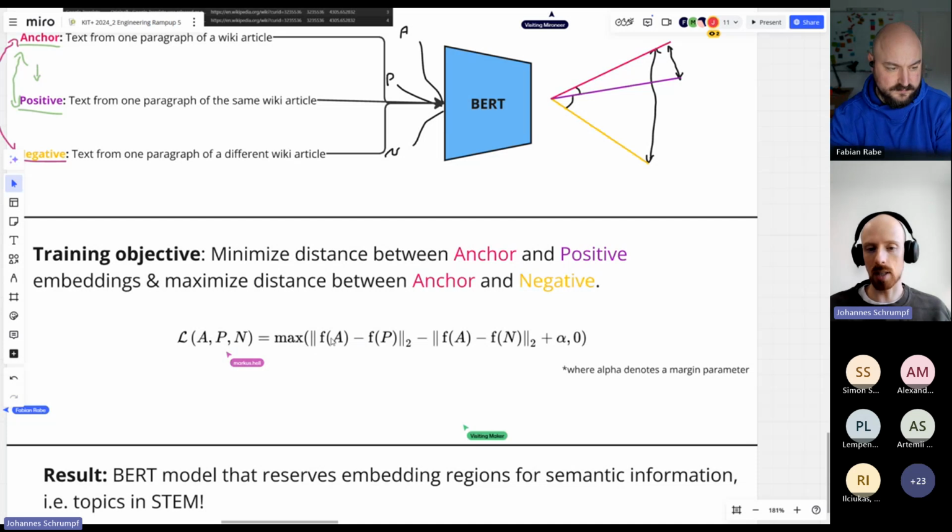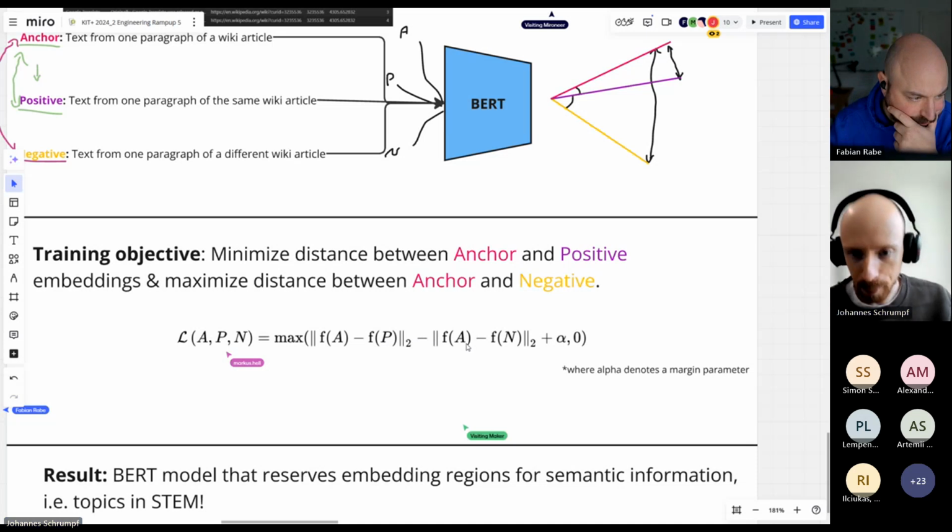And here the f just says this was put through the BERT model. This is the output of the BERT model. And here it's just the anchor minus the positive, so the distance between the two, and then normalize so that we don't get a negative value here. And then here, the distance between the anchor and the negative, and this gets subtracted from one another. This basically means if the distance between the anchor and the positive is lower than the distance between the anchor and the negative, we get a lower number.